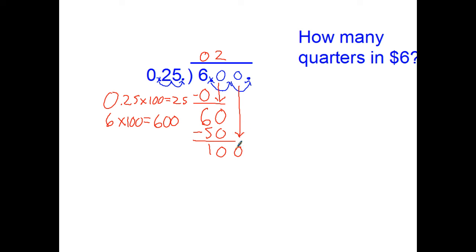How many 25s in 100? It's like saying how many quarters in a dollar. 4 of them. 4 times 25 is 100. I don't have anything left. My decimal point would go straight up there. So how many quarters in $6? We take 24 of them. Some people may have went, well, you know what? There's 4 quarters in a dollar, and I got $6 worth, so 4 times 6 is 24. Same exact kind of problem.